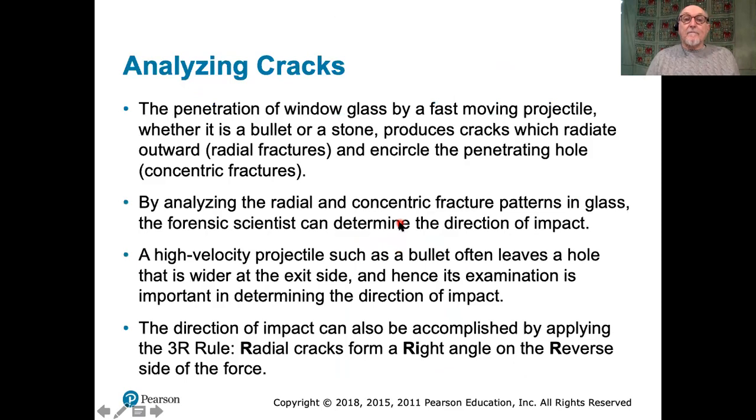And the second thing is that when the projectile, whatever it is, bullet or stone or whatever, goes right through the glass, it will leave a larger hole on the exit than on the entry. So these two things, the fact that these cracks run in particular directions, and the fact that the exit hole is larger, may enable us to determine a direction that a bullet, for example, came through a window.